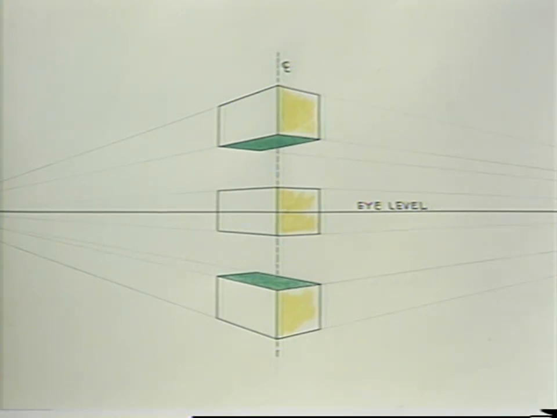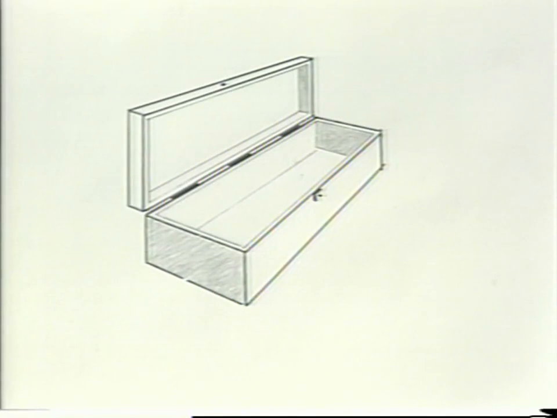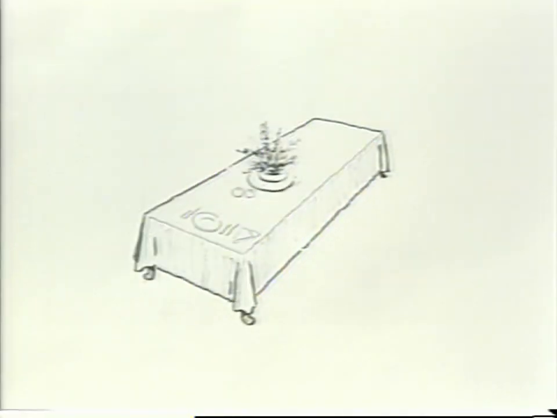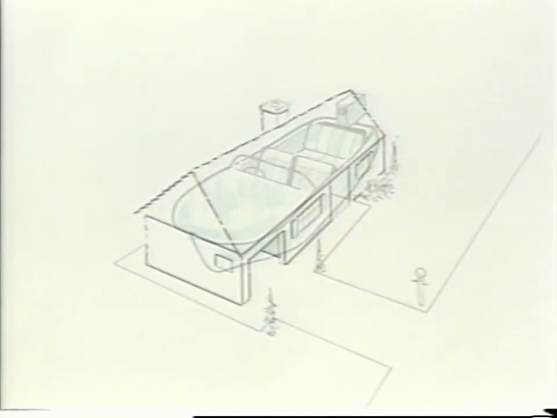With a blank sheet of paper, draw a box in 2-point perspective. Now, turn that box into anything which has a similar shape, such as a package, a banquet table, a boat, or a house.